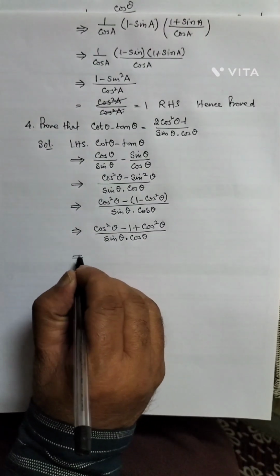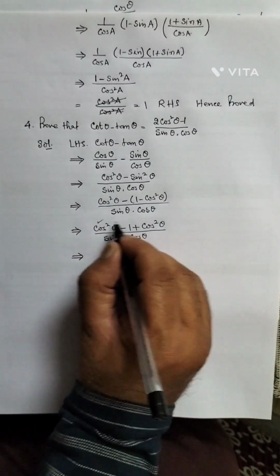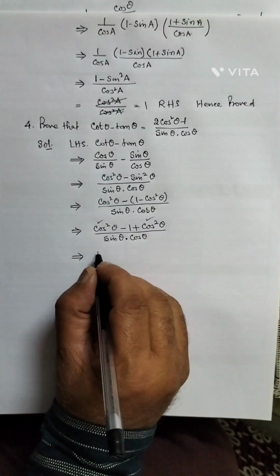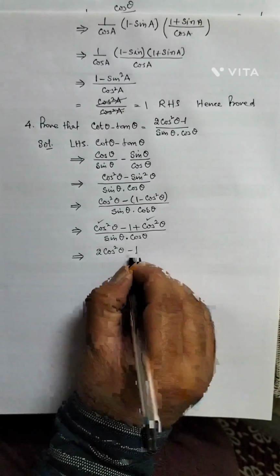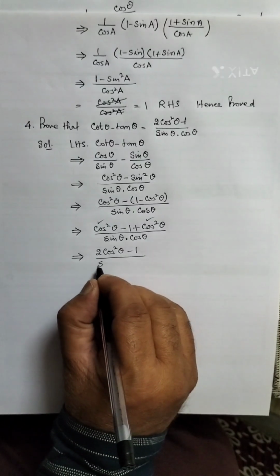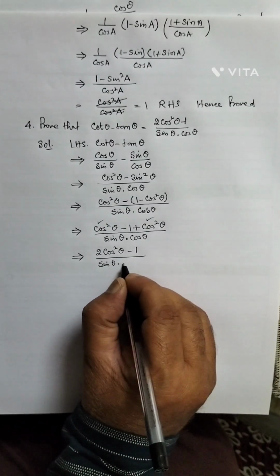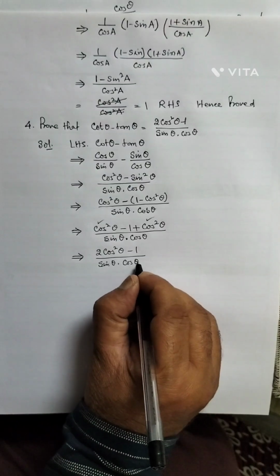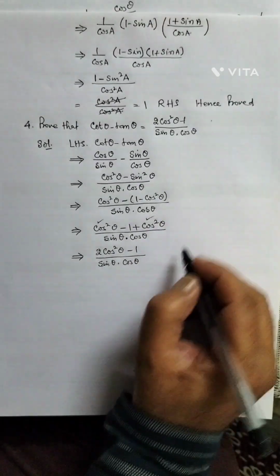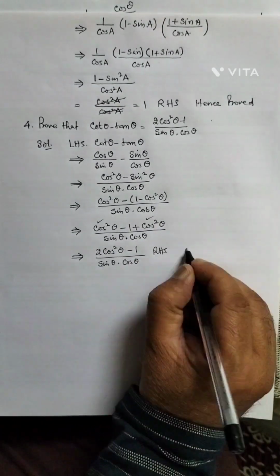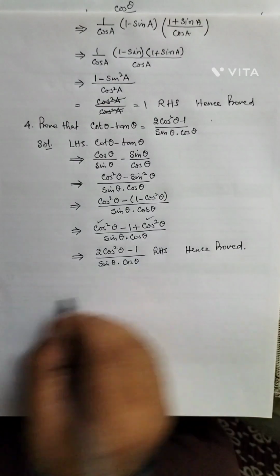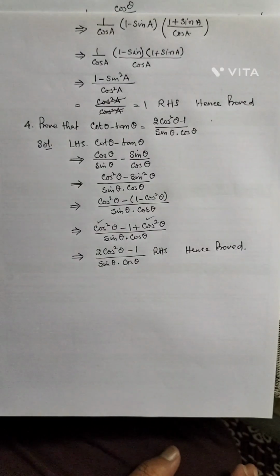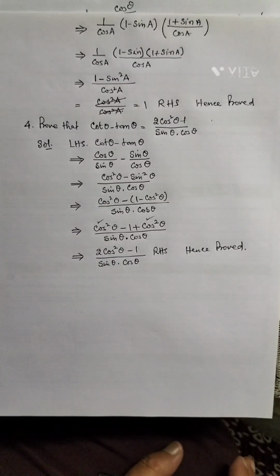And the next step, cos square theta and cos square theta are added up to give 2 cos square theta minus 1 upon sin theta multiplied by cos theta. This is nothing but our right hand side, and thus we have proved it. So these are some of the very important questions, and you should practice these questions again and again.